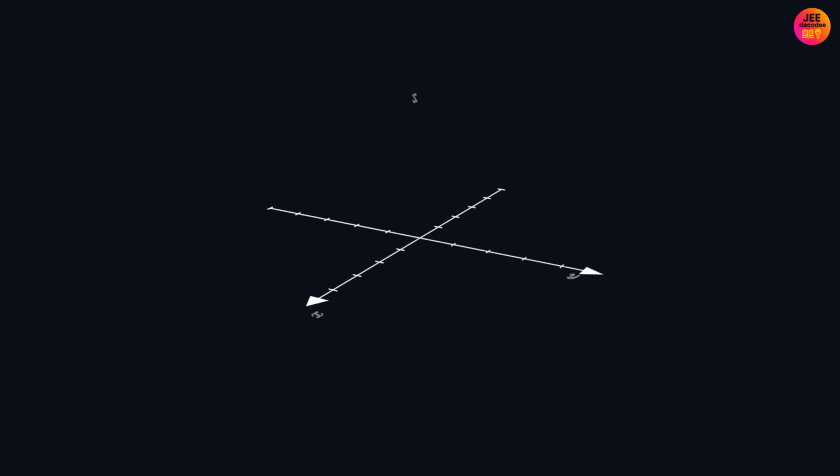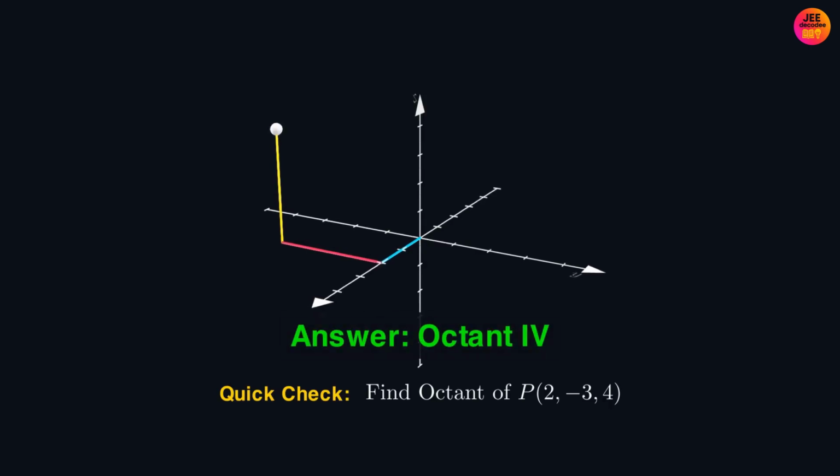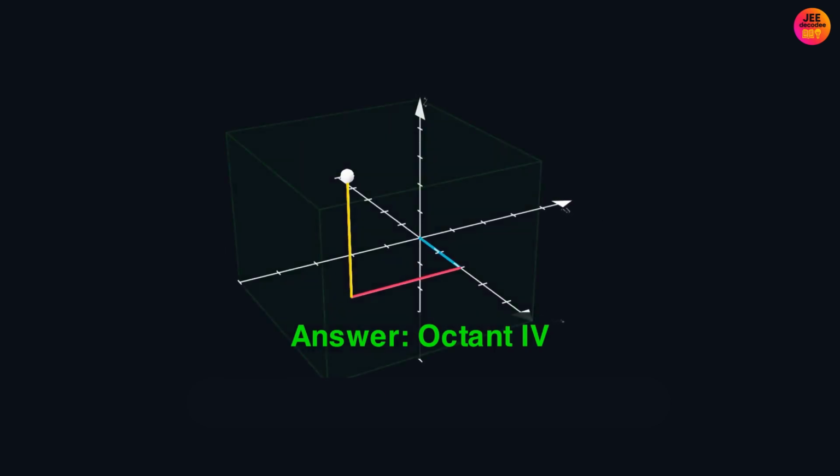Let's break it down. Z is positive, 4, so we are definitely upstairs, octants 1 to 4. X is positive, Y is negative. In 2D, plus minus is the 4th quadrant. So combining upstairs with the 4th quadrant, we land in octant 4.